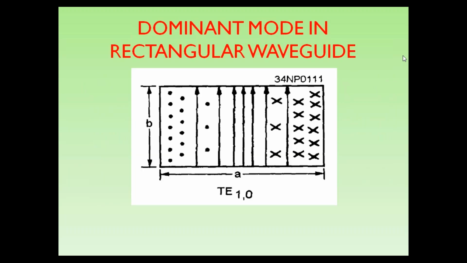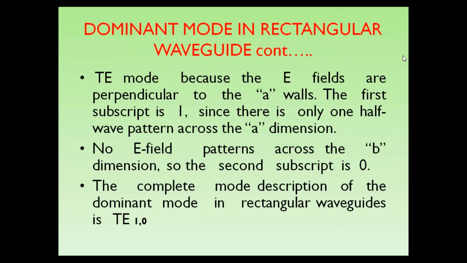So this is the dominant mode in rectangular waveguides. Obviously, we are all familiar with the rectangular waveguide structure, which I had shown in the earlier slides. TE10: TE m comma n is equal to 1 comma 0. M is equal to 1 and n is equal to 0. So this determines your maximum mode of propagation.